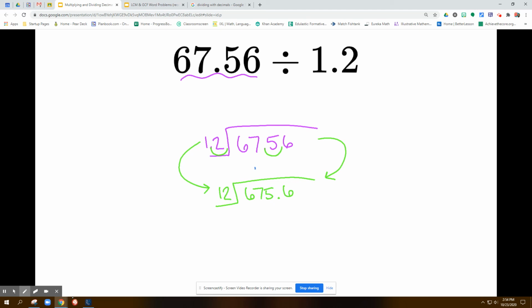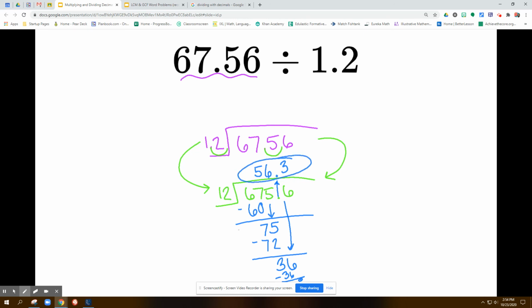12 can go into 67 5 times because 5 times 12 is 60. You are left with 7, so we need to bring down our 5. 12 goes into 75 6 times, so we put a 6. Oh, and we must always remember to bring up our decimal point. 6 times 12 is 72. When we subtract, we are left with 3. So I bring down my 6, and 12 goes into 36 3 times because 3 times 12 is 36. So we do not have a remainder. We don't need to put in any more zeros, so your answer is 56.3.